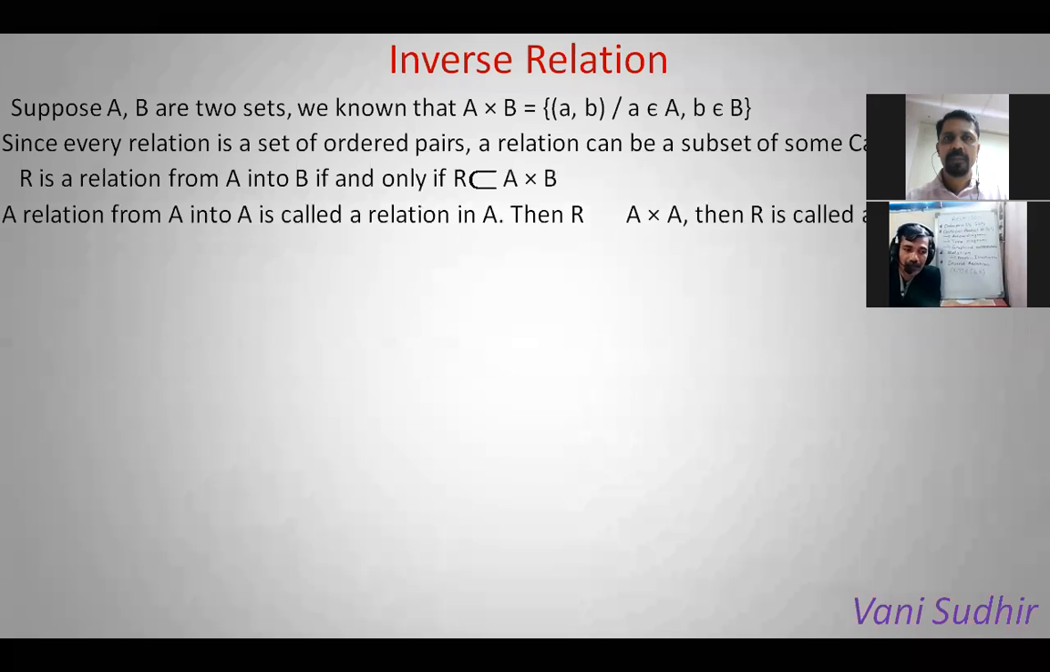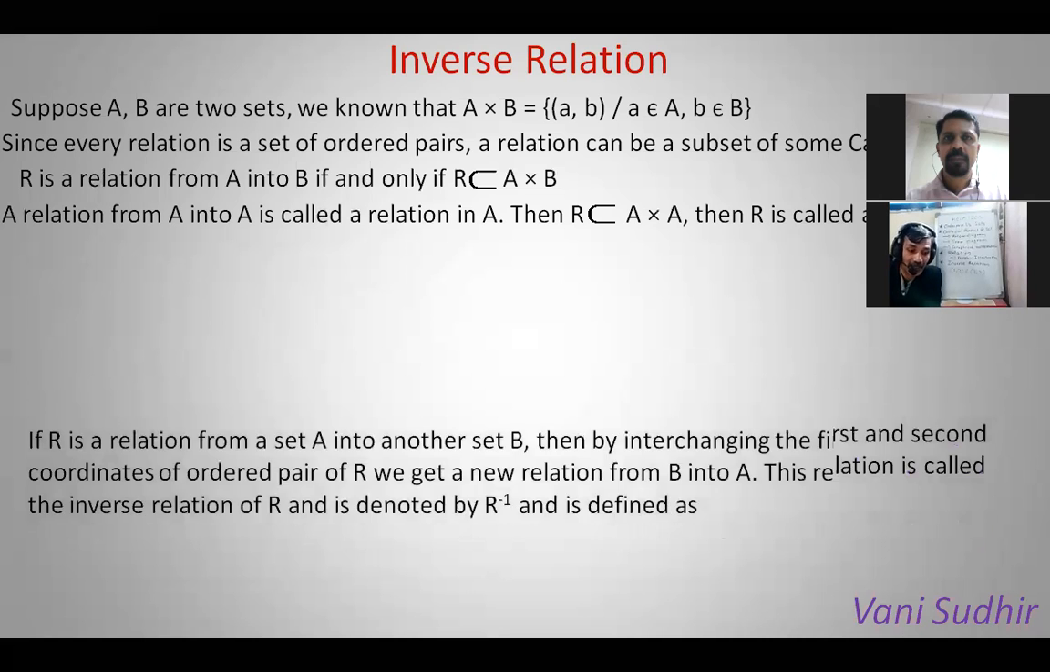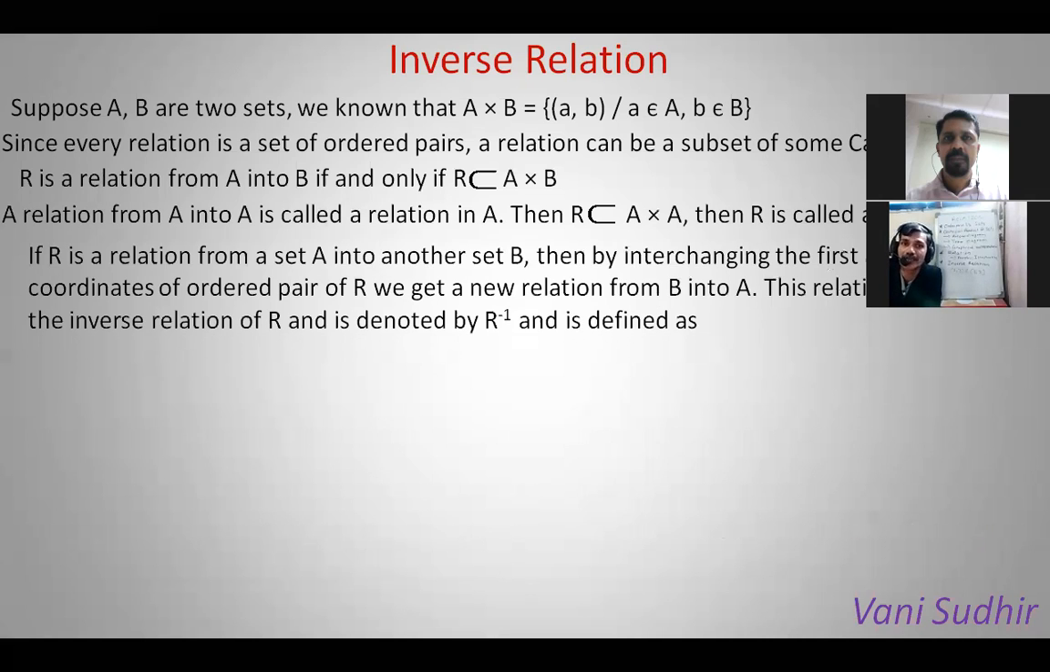Next, a relation from A into A we also discussed, is equal to and is less than. This is how we can define it: R is a subset of A cross A. Now the inverse relation, how will you tell? A relation R is a relation from set A into set B. If you interchange the first and second coordinates of the ordered pairs of R, we'll get a new relation from set B to set A. That relation we'll call the inverse relation.